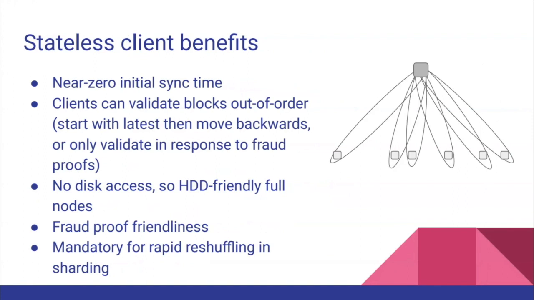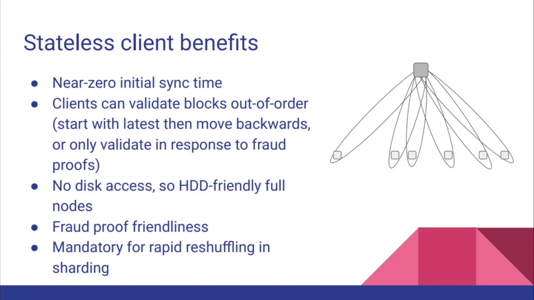But they have other benefits. A stateless client has a near zero initial sync time. If you're willing to fast sync, then you would basically just download the header chain, verify the proof of work, or eventually the proof of stake on the headers, and then you already have the root and you're already synced, right?